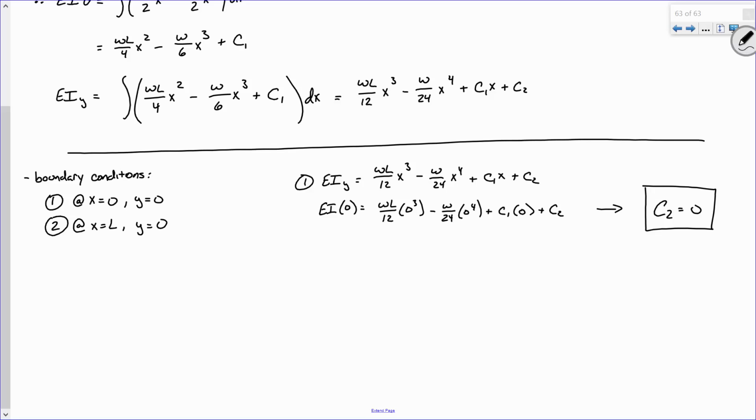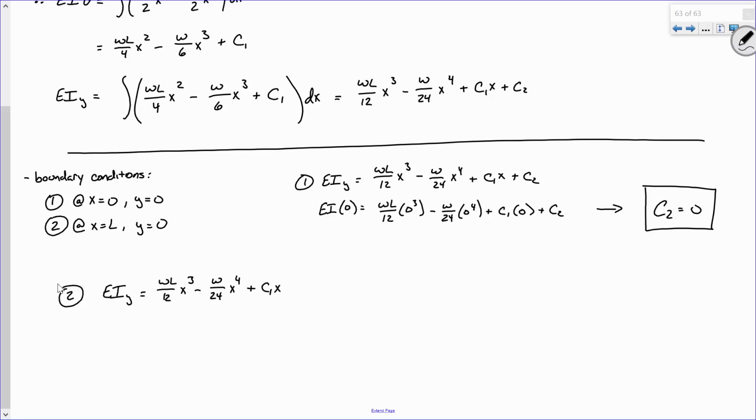All right. So let's look at boundary condition 2. So we have EI times Y equals WL over 12 x cubed minus W over 24 x to the 4th plus C1x. And then technically there's a plus C2, but we already know what that is. That's 0, so there's no reason to deal with it. All right? Now, here's my deflection function. Here's how this works. I plug in x equals L. I plug in y equals 0, and plug and chug.